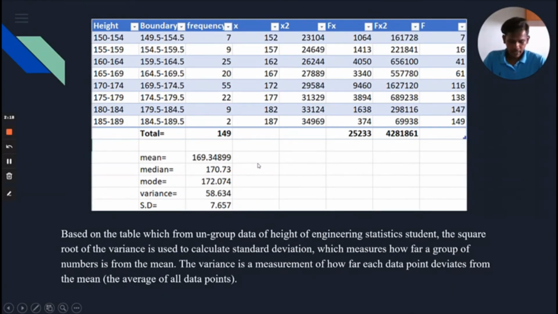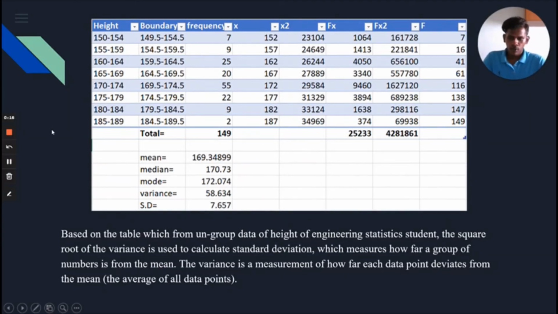Okay, the second one is median. We can find median using the formula m is equal to lm plus c times n over 2 minus f divided by fm. So from there we can get 170.73.